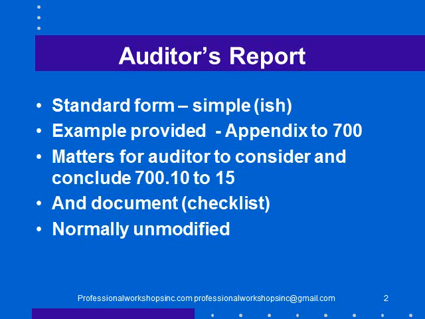And 710 through 15 list a series of matters the auditor is to consider and conclude upon before issuing the audit report, and presumably then to document, and a checklist will be helpful here to remind the auditor of all the things that are in those sections. And as I said, the audit report is normally unmodified, better word actually than unqualified. Unmodified is the more modern term.